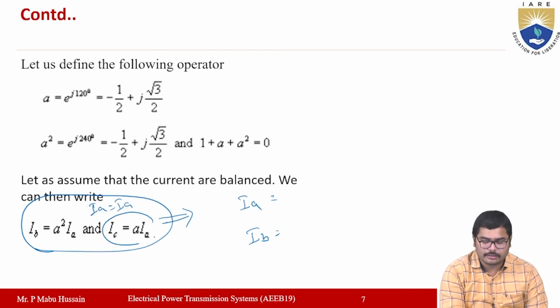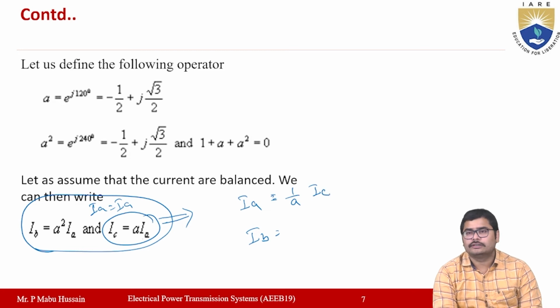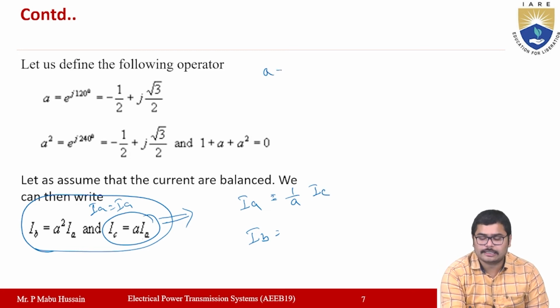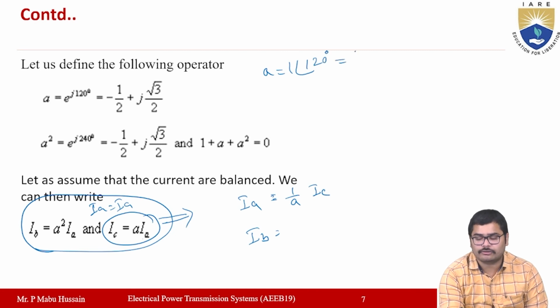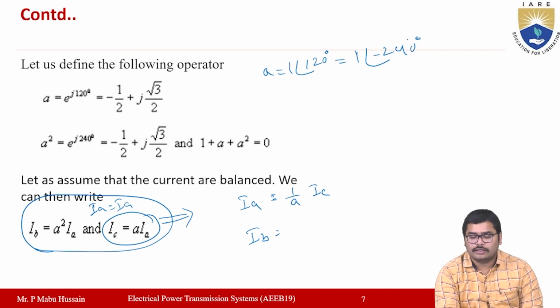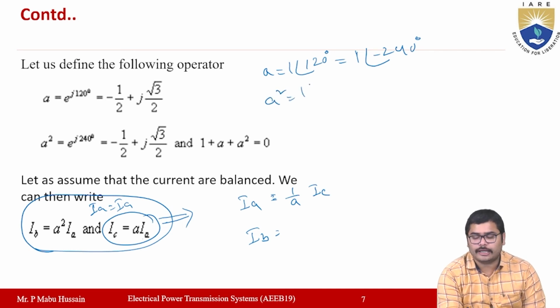From this equation the value of IA in terms of IC will be equal to 1 by A into IC. Now what is the value of A here? A is equal to 1 at an angle 120 degrees, which is the same as 1 at an angle minus 240 degrees. And A square will be equal to 1 at an angle 240 degrees, which is the same as 1 at an angle minus 120 degrees.